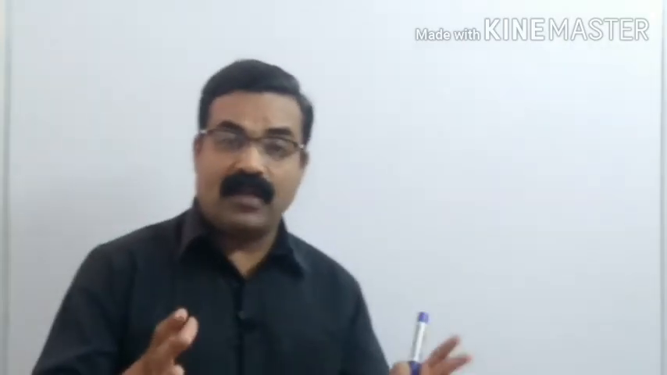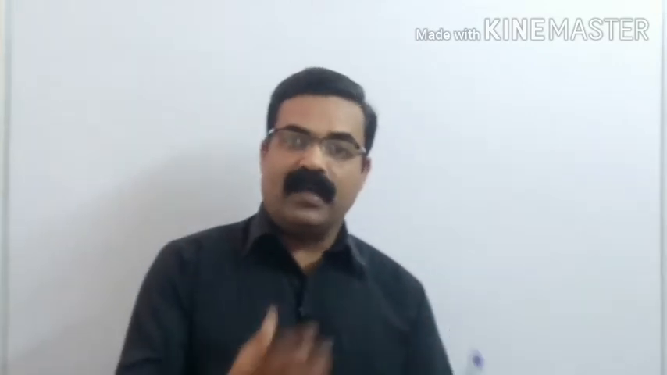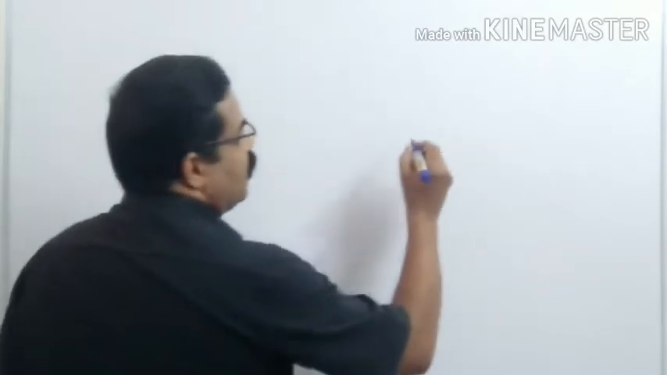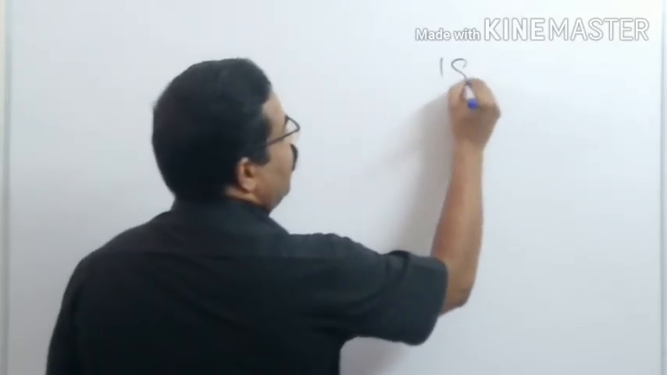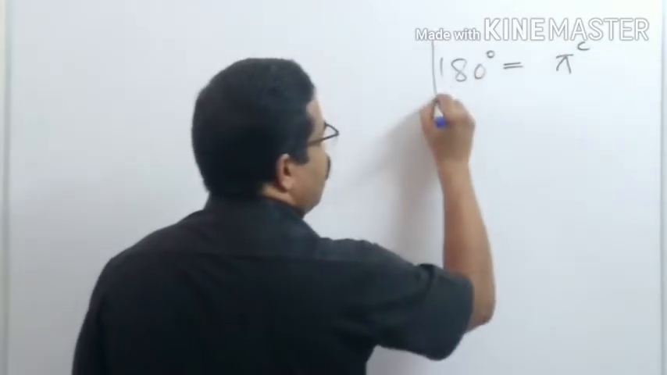We have seen the important relation, 180 degrees is equal to pi radians, or you can say pi radians is equal to 180 degrees. Using this, we have this important relationship. So 180 degrees is equal to pi radians. This is what we have studied.